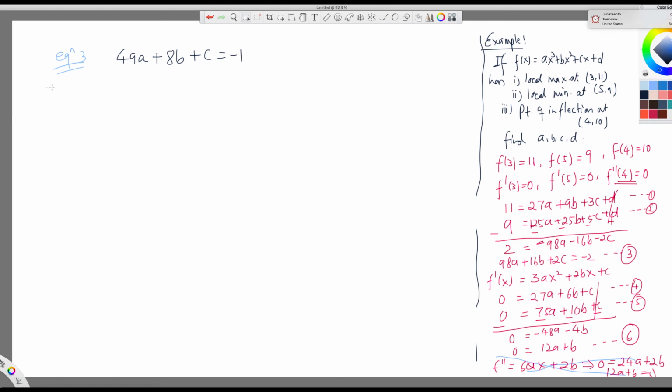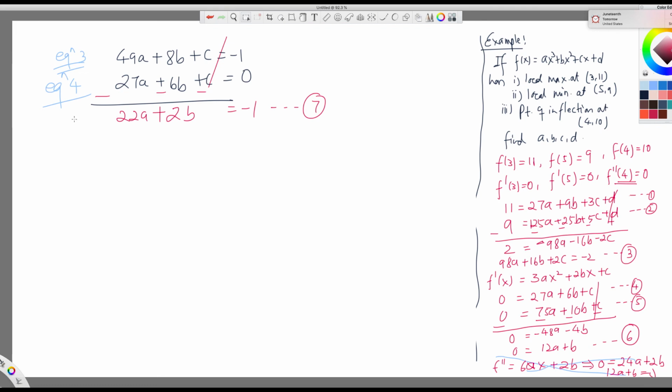Let me write equation 4. Equation 4 is 27a plus 6b plus c equals 0, right? If you subtract these two equations, what do you get? You cancel out c, right? Equals negative 1. 8b minus 6b is 2b, and 49 minus 27 is how much? Is that 22? 22a. Let us name this as equation number 7. Now we will solve equation 6 and 7, okay?